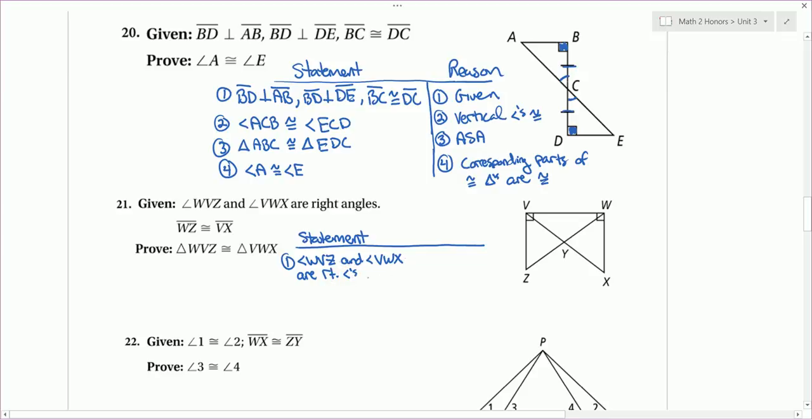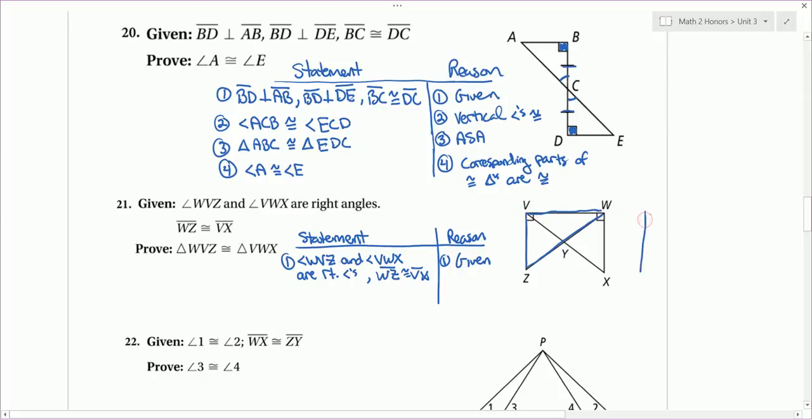And they also let us know that WZ is congruent to VX. Those are given. Look at the picture, we can see a little bit what's going on here. But notice in our picture we have the overlapping triangles. And so I'm going to separate those overlapping triangles. Whenever you have overlapping triangles, it's always a good idea to separate them.